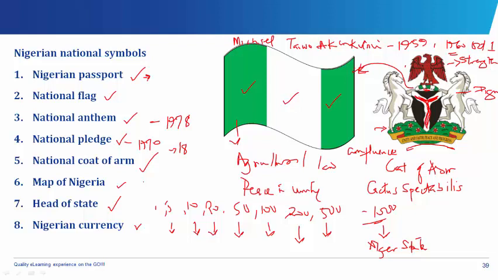Okay, so these national symbols we should always remember them, should never forget them. They always come out in examinations. Now I want you to click on start quiz and answer all the questions following.